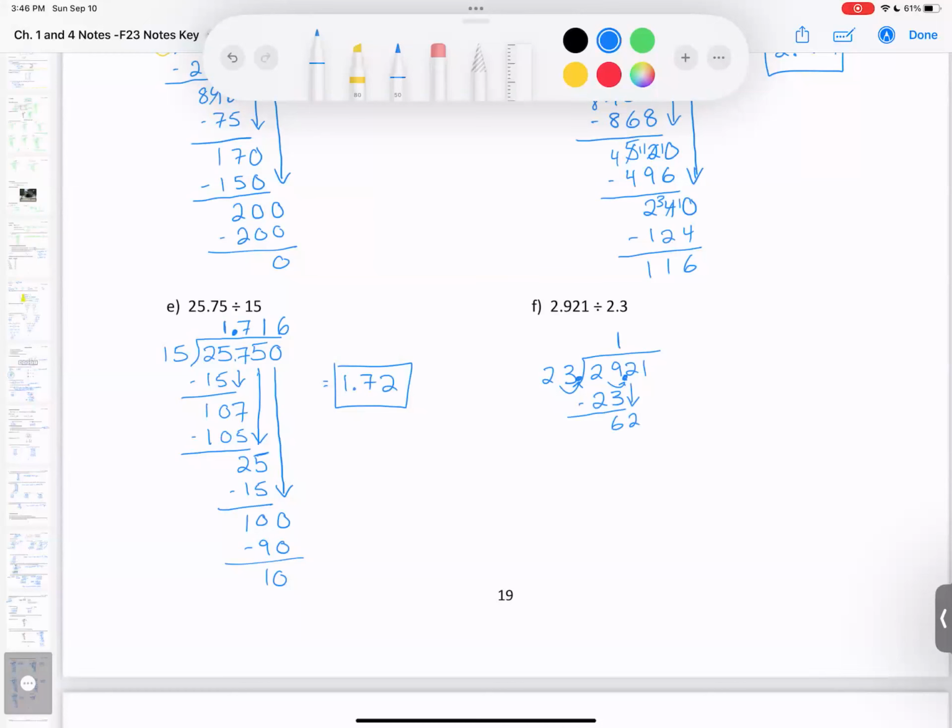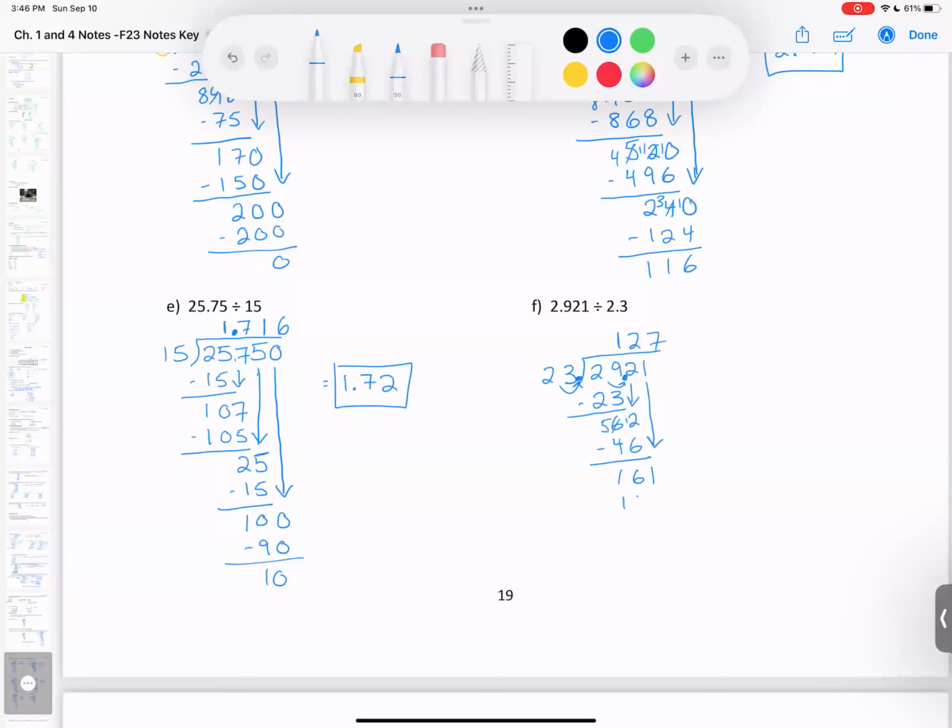How many groups of 23 fit into 62? So 2 groups would fit. That would give me 46. I'm gonna have to borrow here. And I get 16. I did my subtraction, so I'm allowed to drop down my next number. How many groups of 23 in 161? So I'm going to do 161 divided by 23 on my calculator. I get an even 7.